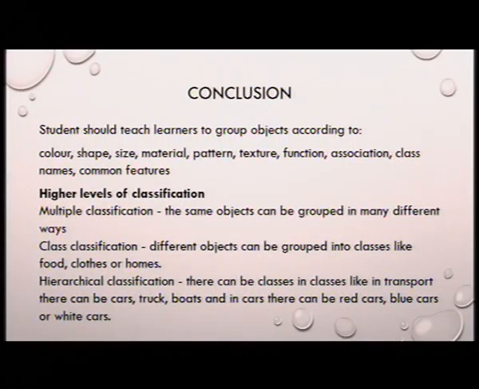On the higher levels of classification, we talk about multiple classification: the same object can be grouped in many different ways. Then class classification, where different objects can be grouped into classes like food, clothes, or homes. And then we talk about hierarchical classification: there can be classes within a class.